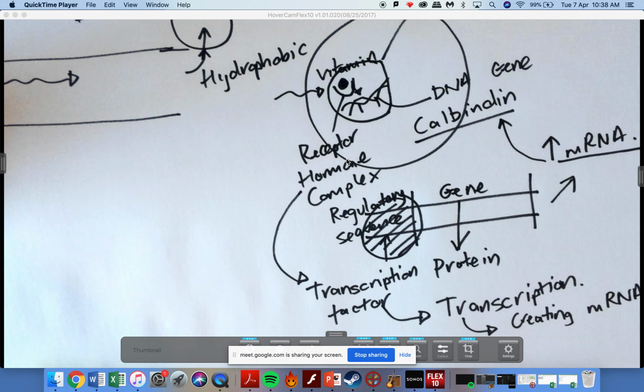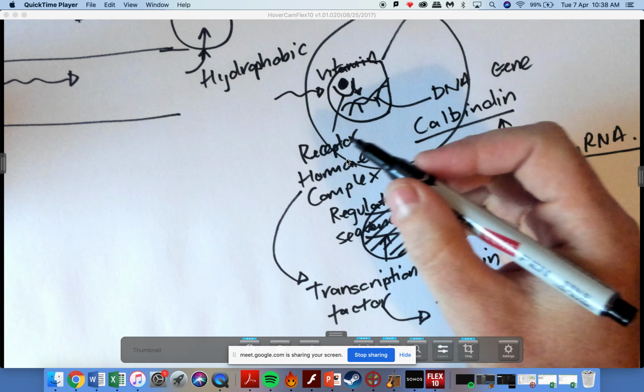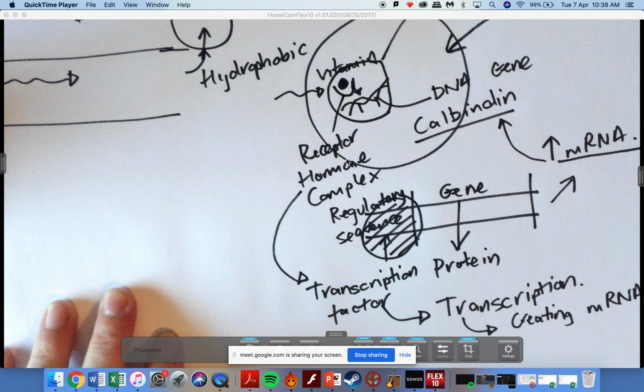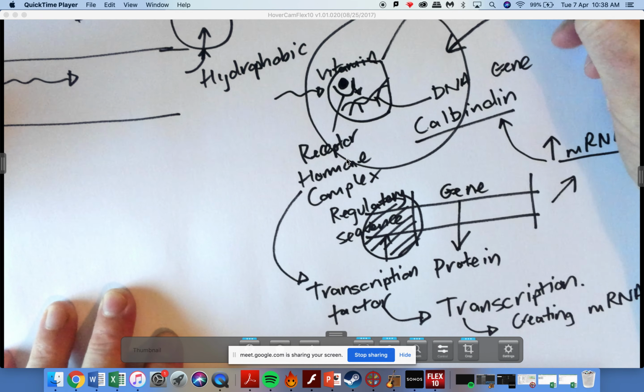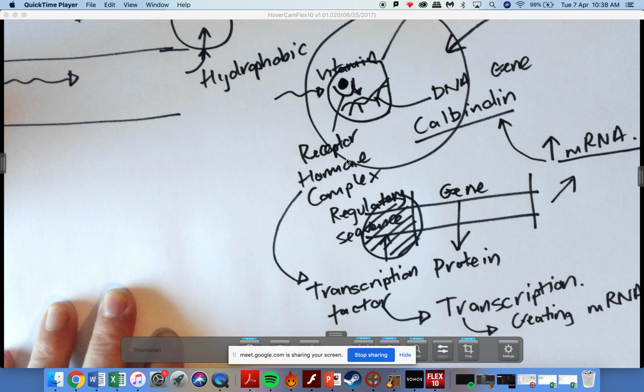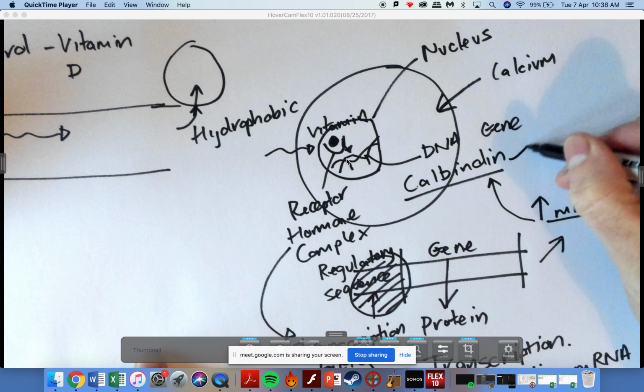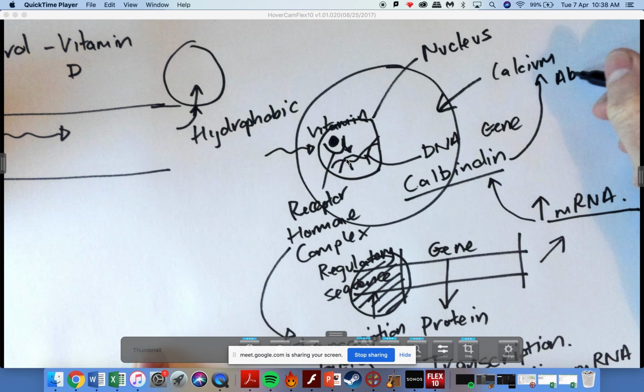And once that cal-bindin's been made, this cal-bindin protein, what it does is it enables calcium to get in. So, don't know whether you can see that up at the top. It allows, cal-bindin allows calcium absorption.